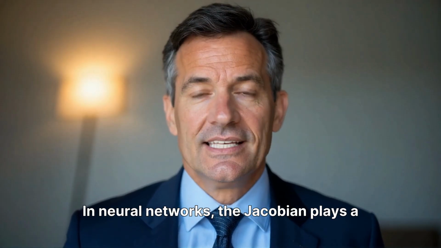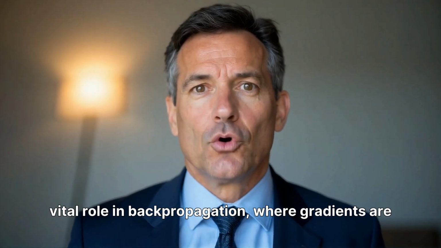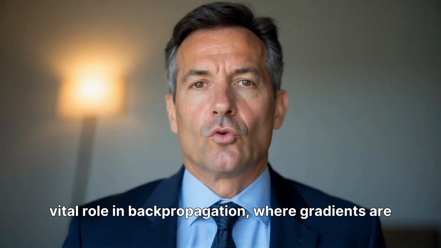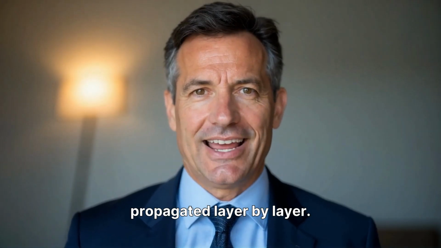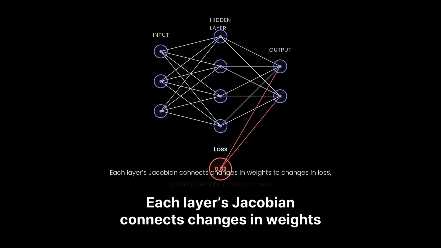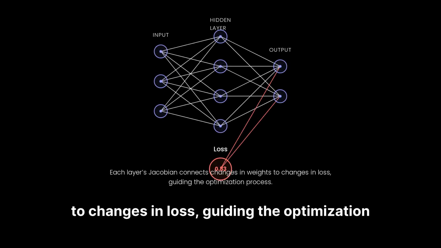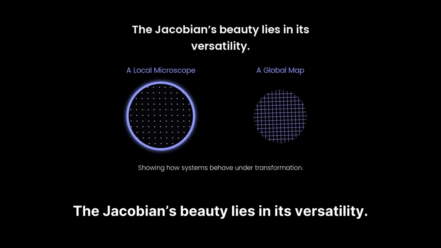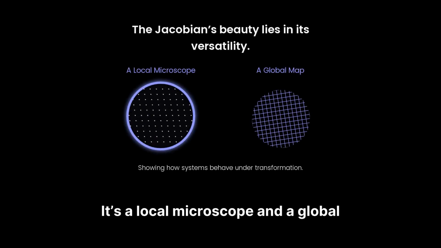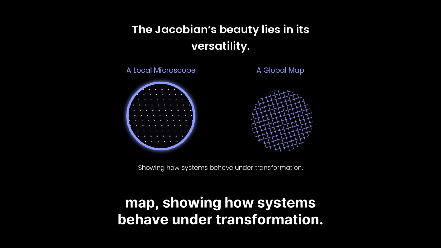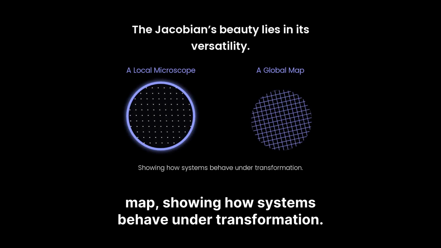In neural networks, the Jacobian plays a vital role in backpropagation, where gradients are propagated layer by layer. Each layer's Jacobian connects changes in weights to changes in loss, guiding the optimization process. The Jacobian's beauty lies in its versatility. It's a local microscope and a global map, showing how systems behave under transformation.